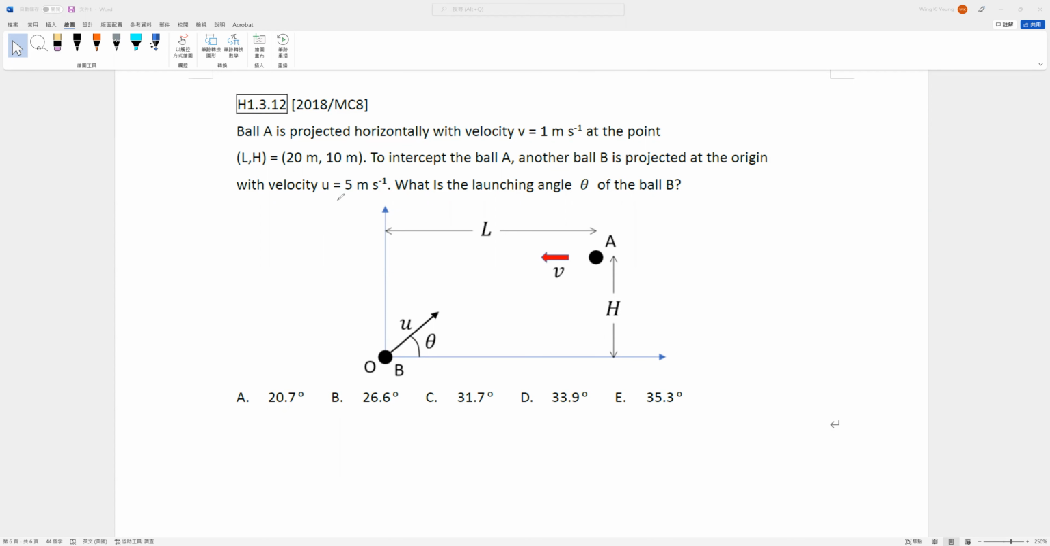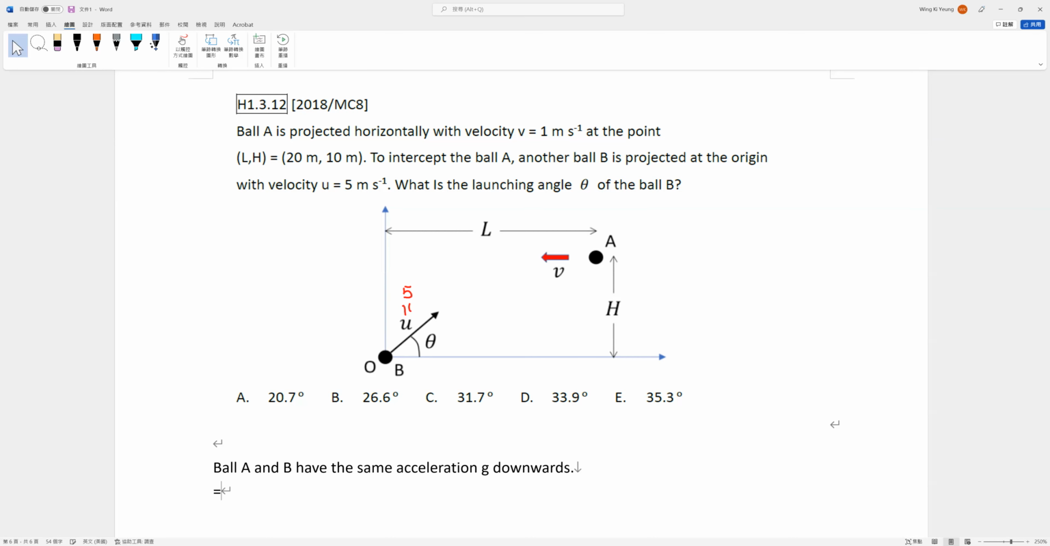Okay, take a look at this one. So ball A is projected horizontally with the velocity 1 meter per second. And ball B is projected at the point B with some angle theta. So this one is the one I want to talk about. Do you still remember, actually in topic 2, I've introduced this concept. So in this case, ball A and B have the same acceleration, g, downwards.